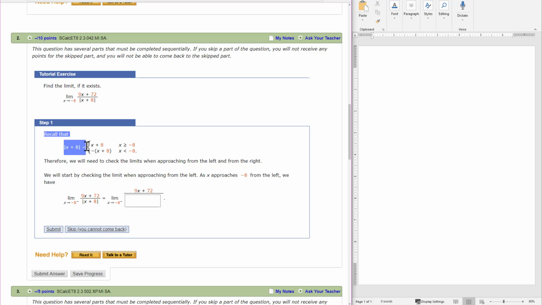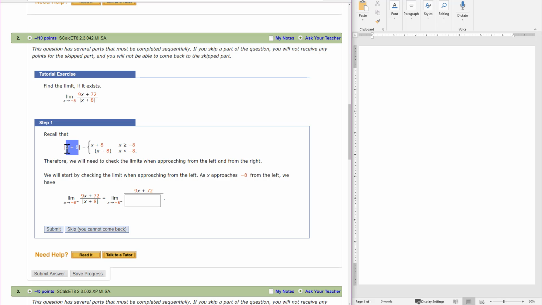In step 1, they're asking us to recall the definition of the absolute value. The absolute value takes whatever's inside of it and makes it positive. That's to say that if the thing inside the absolute value is already positive, which it is if x is bigger than negative 8, then it'll remain the same. Now if we put in a really small number like negative 9, this would make x plus 8 into a negative 1, and the absolute value of negative 1 is positive 1. So we're essentially wanting the opposite.